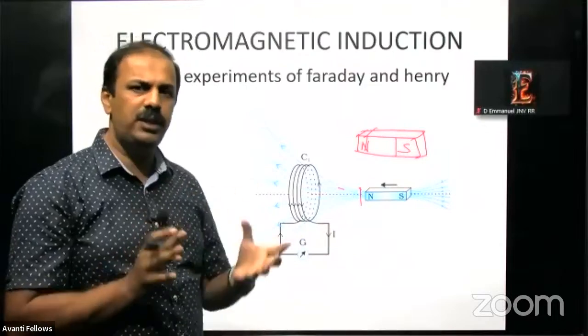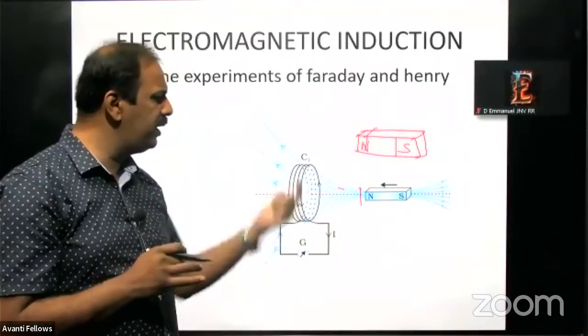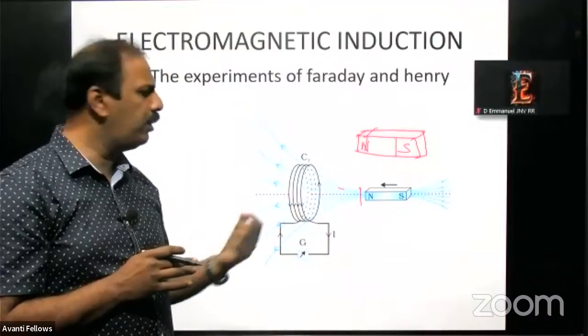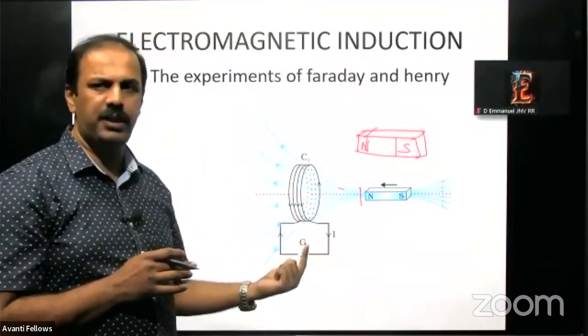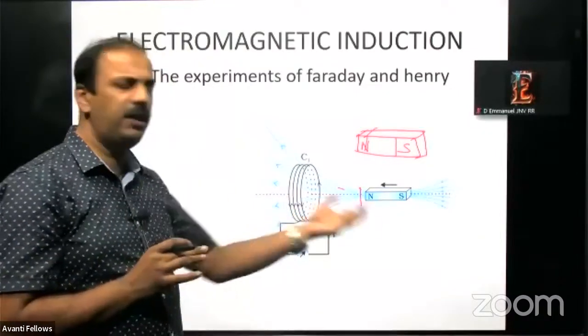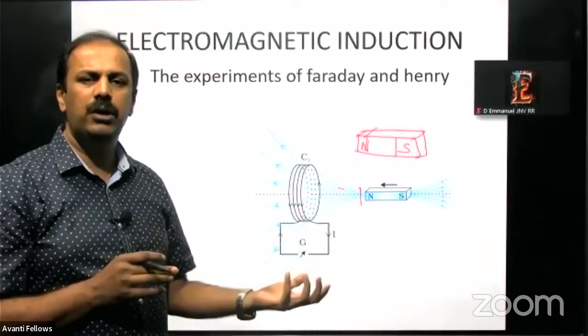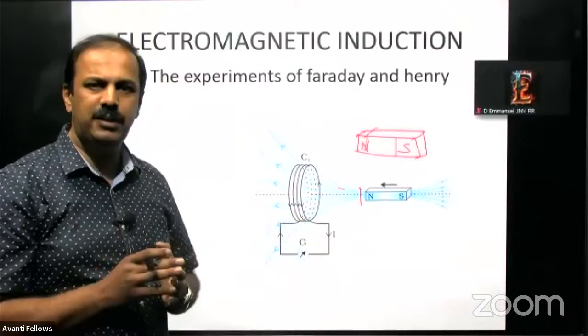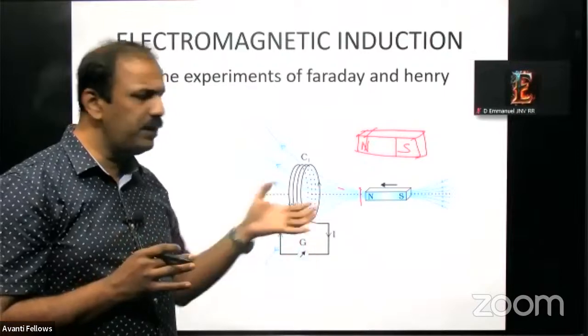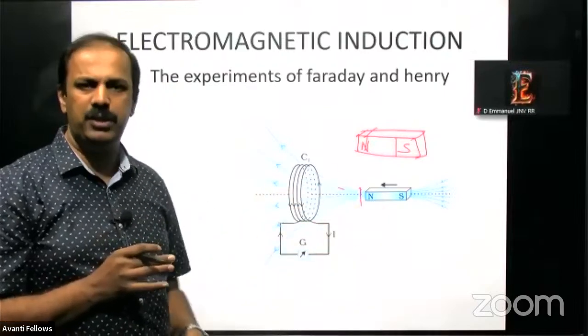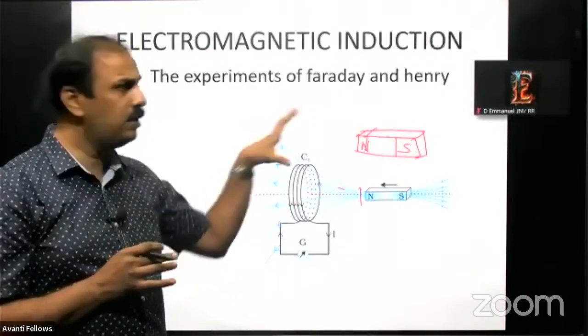And you already studied in 10th standard, if it is not increasing, if it is constant, it will not show any deflection here. That's also important. When you keep a coil in a magnetic field, it will not show any deflection. This is a very basic thing, but why I am stressing on this is that it is important when we are coming to the next part of the topic.